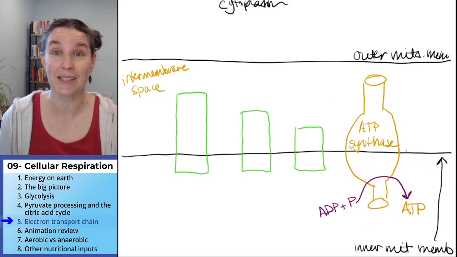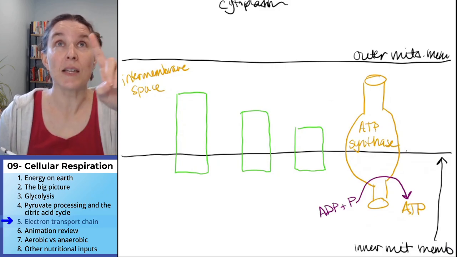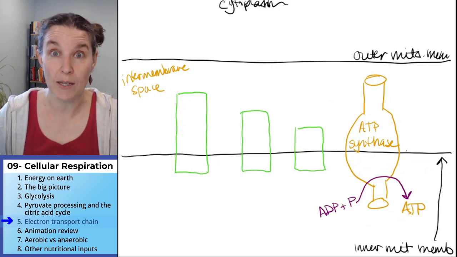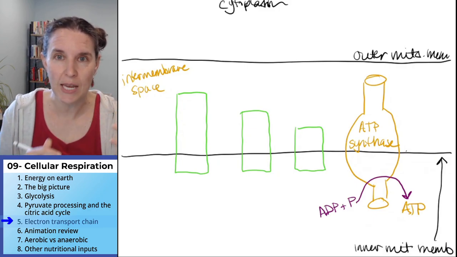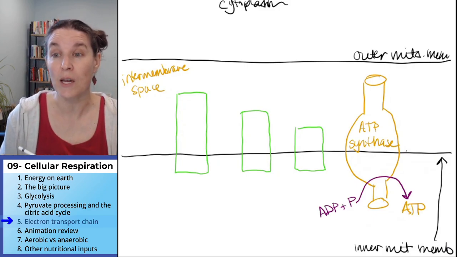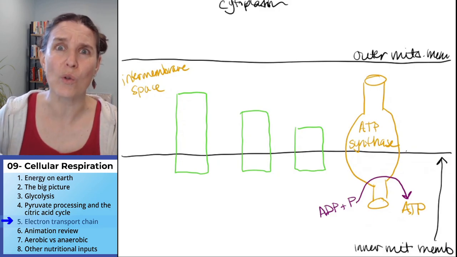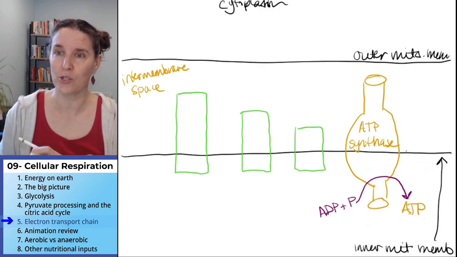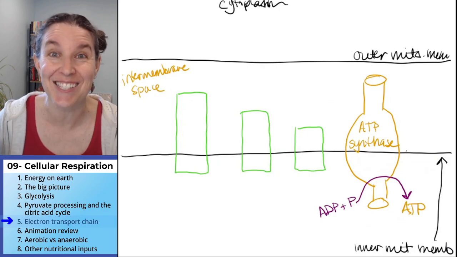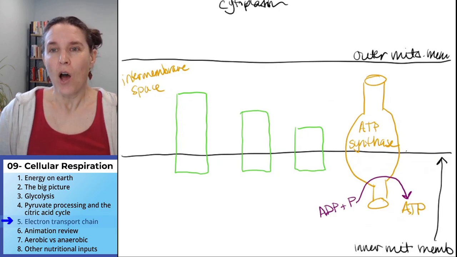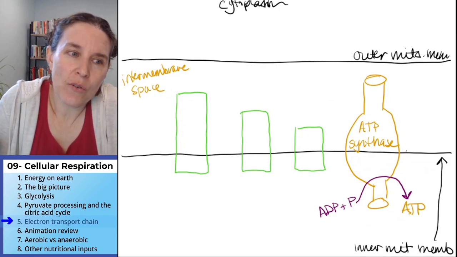We're just recycling this stuff because matter can't be destroyed. We're just going to reuse it. We're just going to take the little Lego pieces and make something new because ATP is like gold. So if we can make more of it, good gracious, this is an excellent idea. Let's do that.